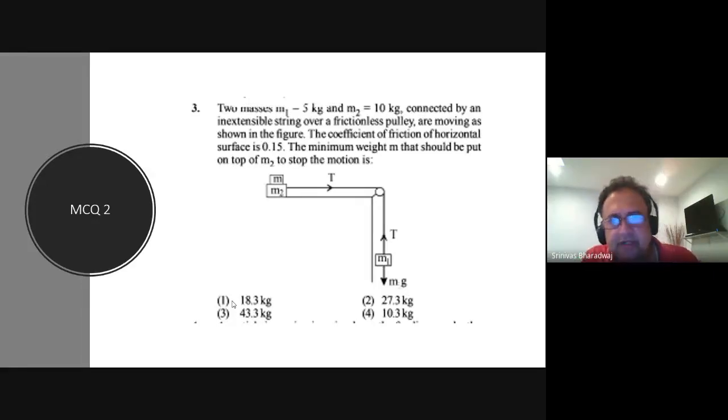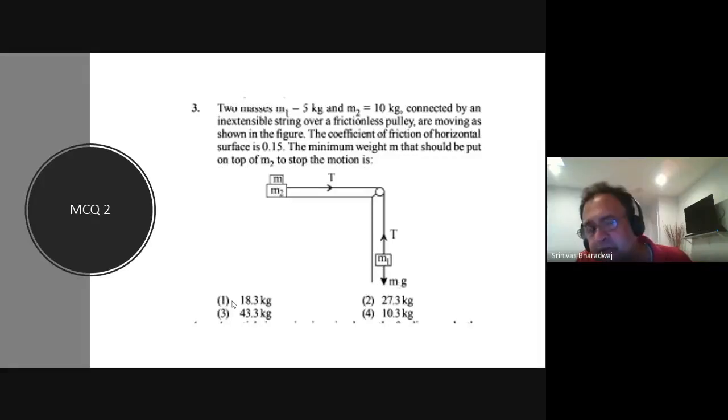In the horizontal direction, T minus 0.15 (m plus m2)g equals 0 because it's not moving, right? The tension is as much as the friction. So T equals (m plus m2) times 0.15 g. Okay, so how many unknowns? You have two unknowns, right?